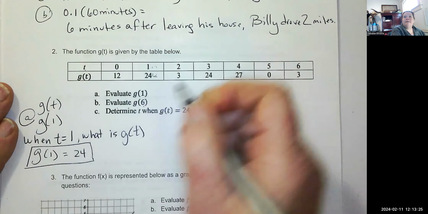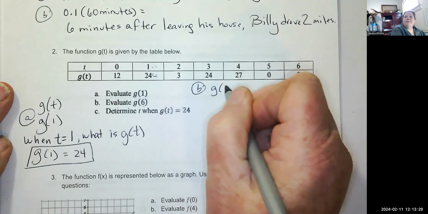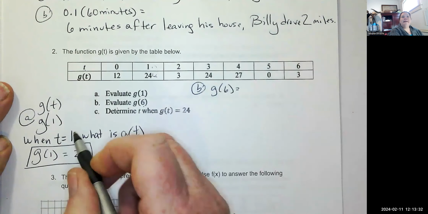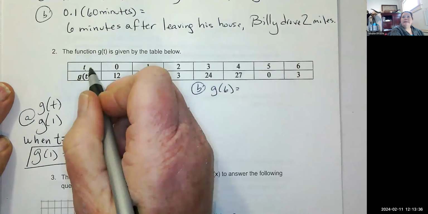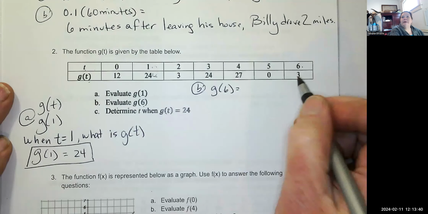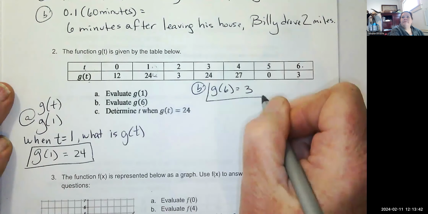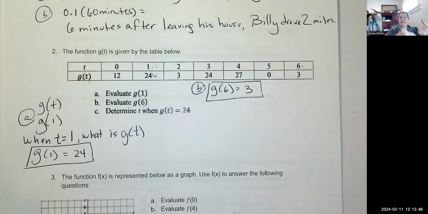Evaluate g of 6. This is A. B is g of 6. The same question. When t is 6, what is g of t? So when t is 6, g of t is 3. And those are the questions I'm asking myself. When t is 6, what is g of t?